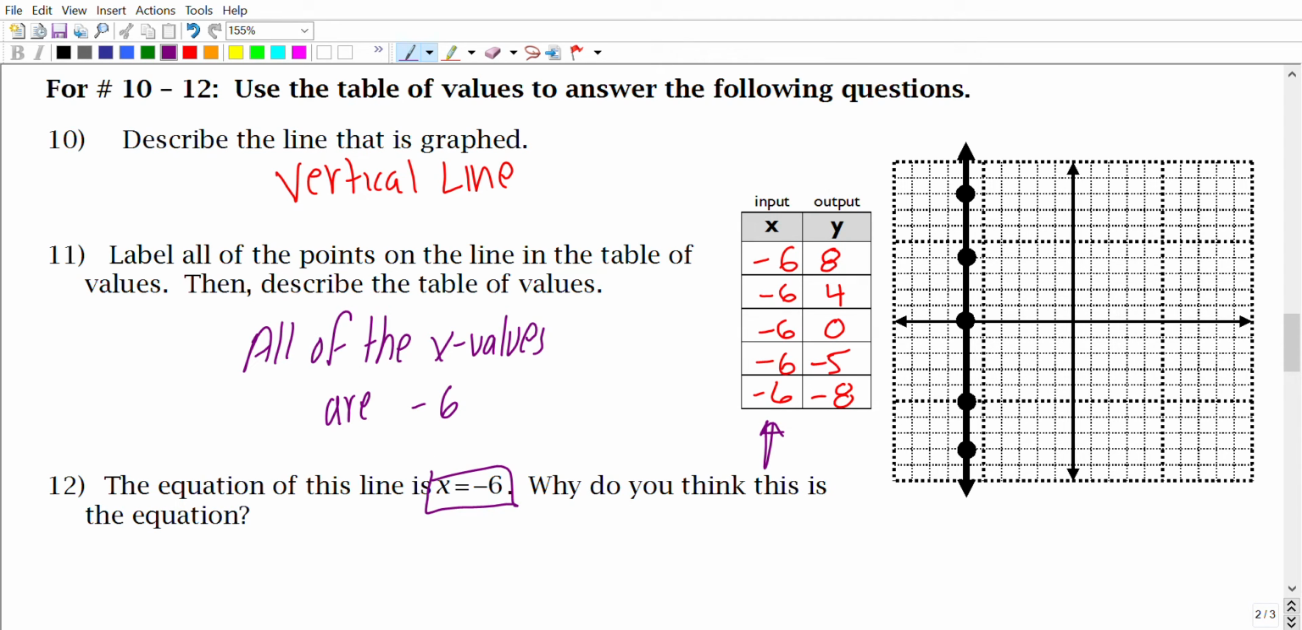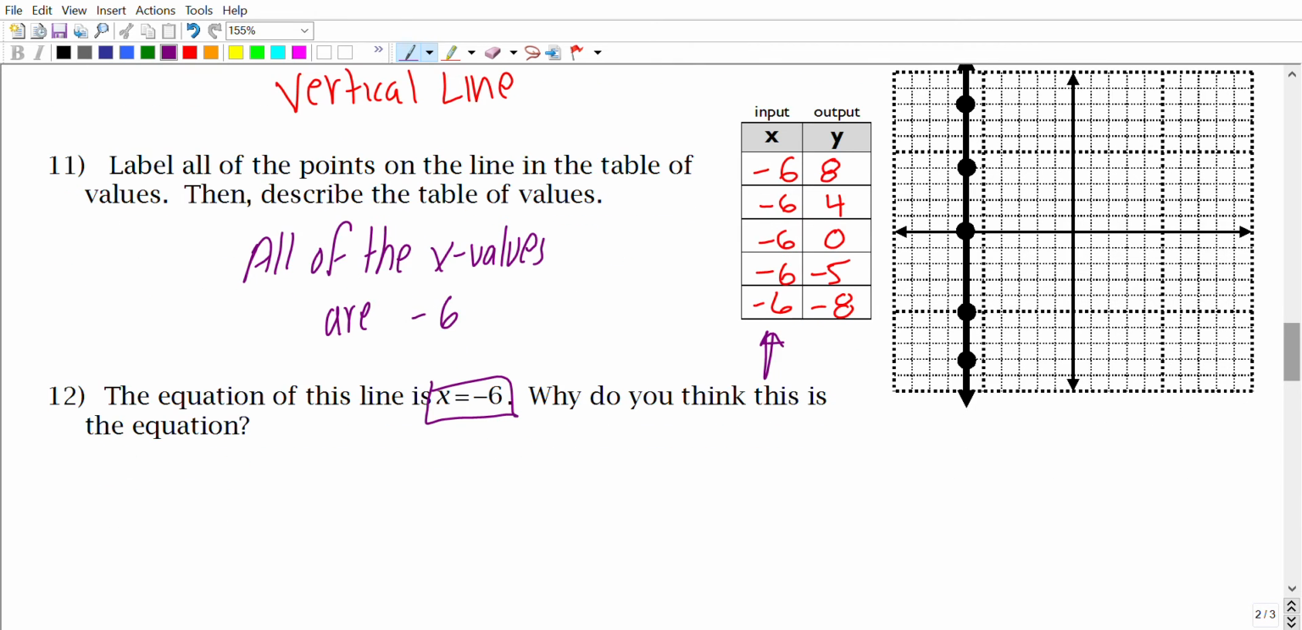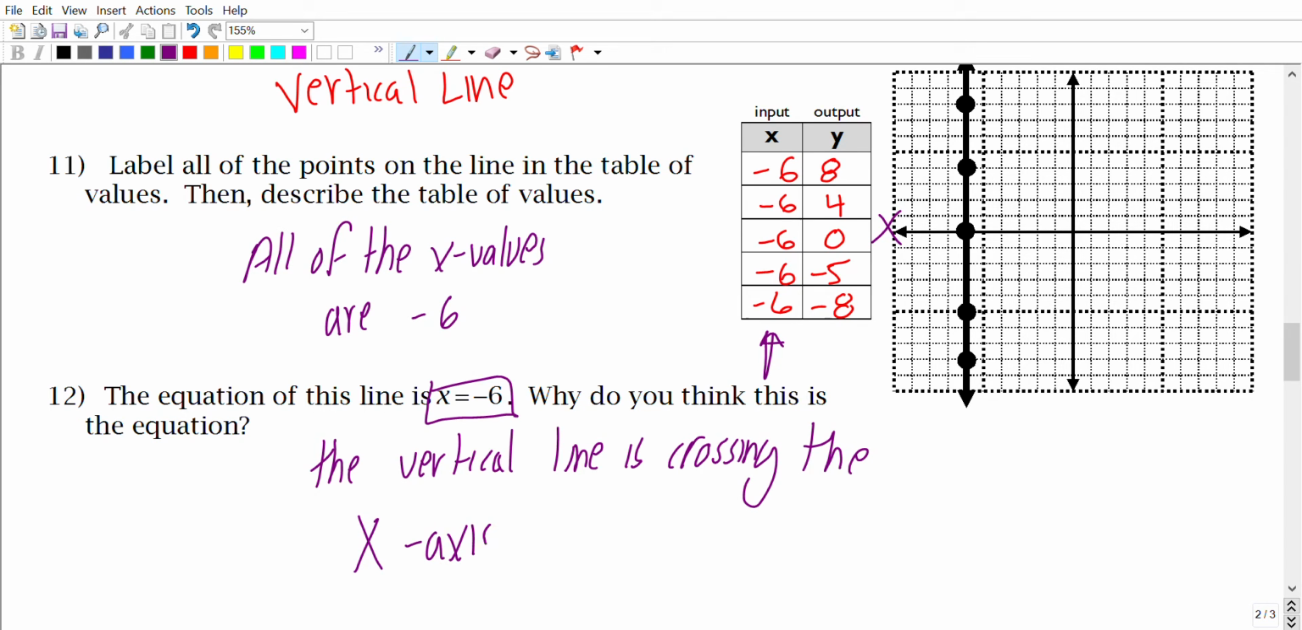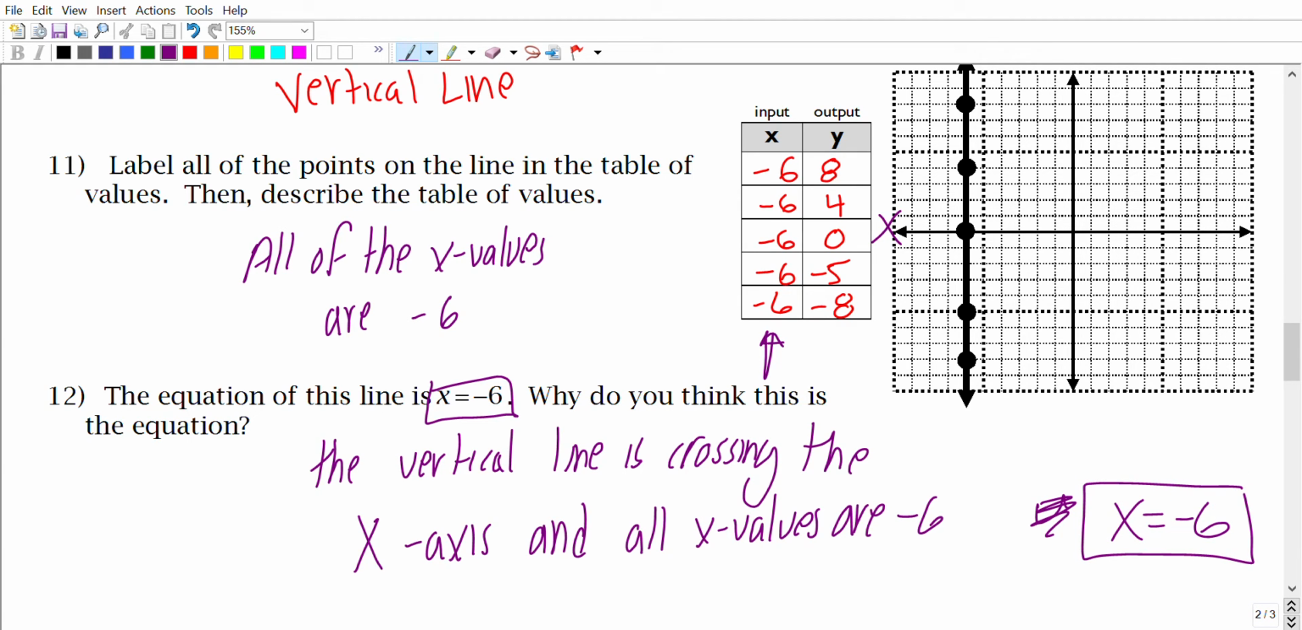Why do you think this is the equation? Well, we would say something to the effect of: the vertical line is crossing the x-axis and all x values are -6. Okay, hence why we have the equation x equals -6.